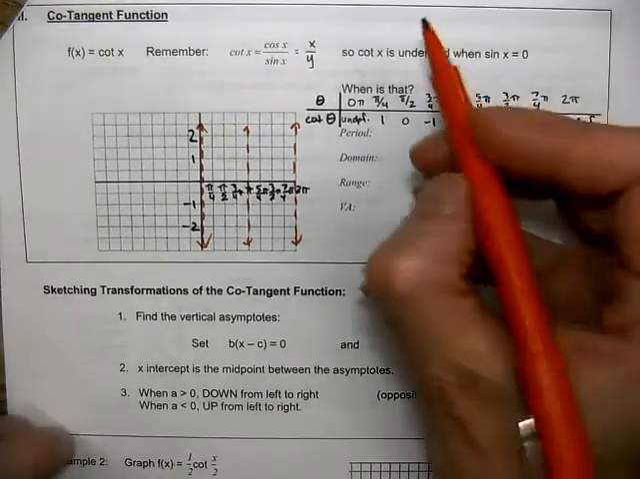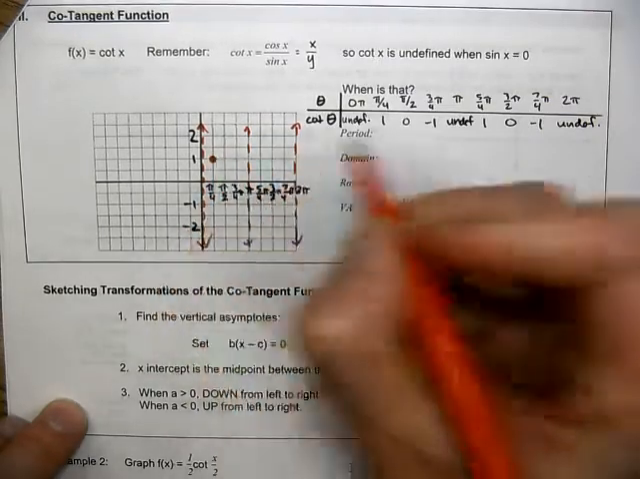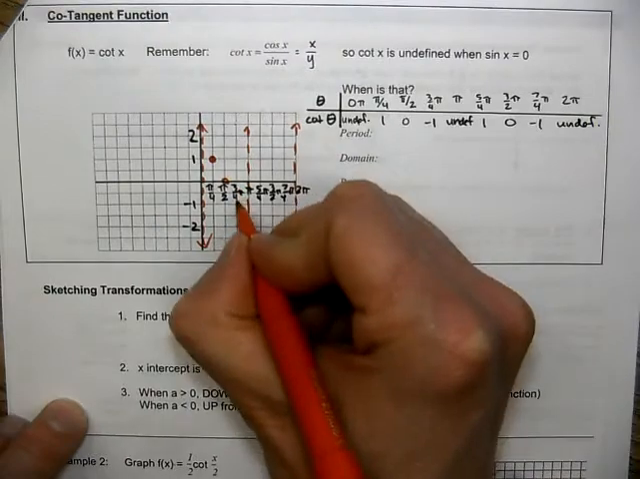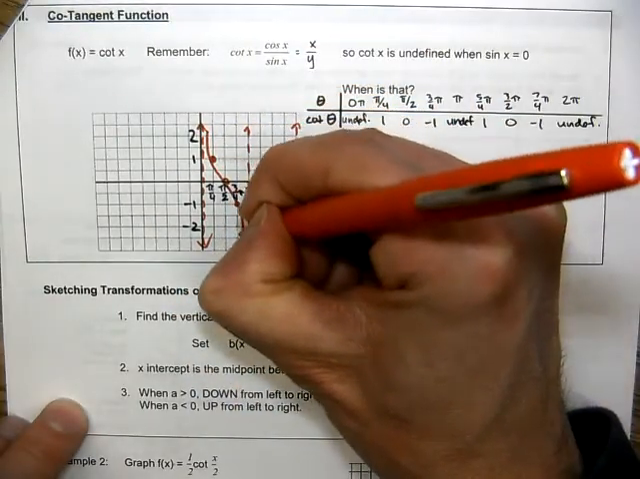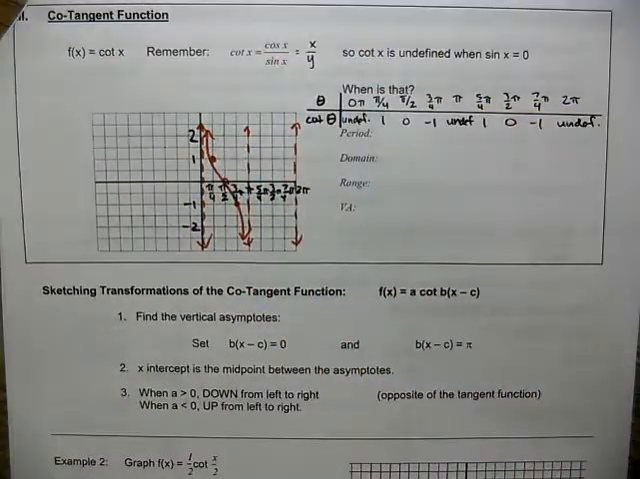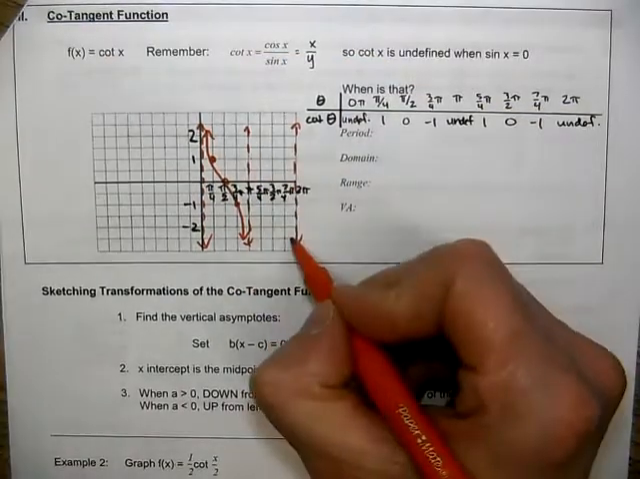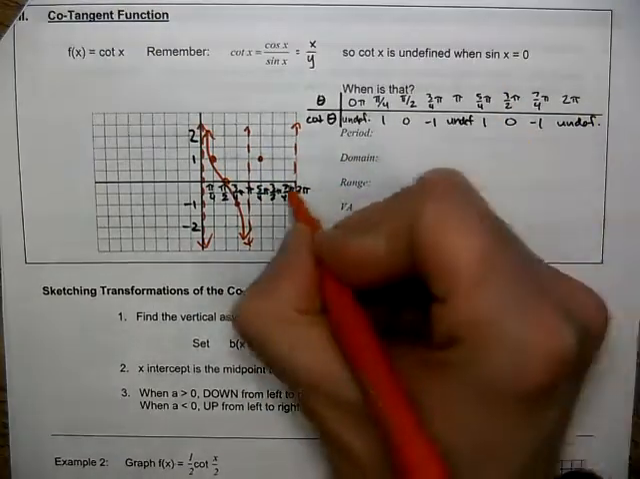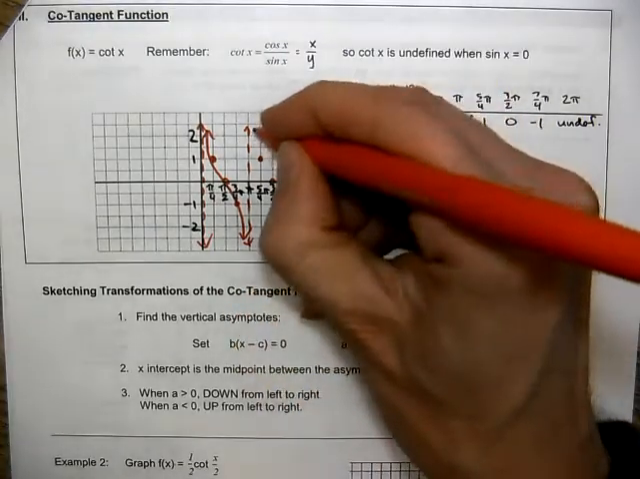And then plotting these points at 1/4 pi, I have an output of 1. At pi over 2, I have an output of 0. And at 3/4 pi, I have an output of -1. So what we're seeing then is a descending pattern. Our cotangent graph is decreasing from left to right, and we'll see a similar pattern here as well. At 5/4 pi, we have +1. At 3/2 pi, we have a 0. And at 7/4 pi, -1.